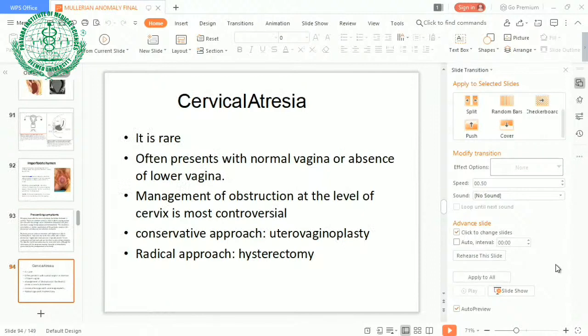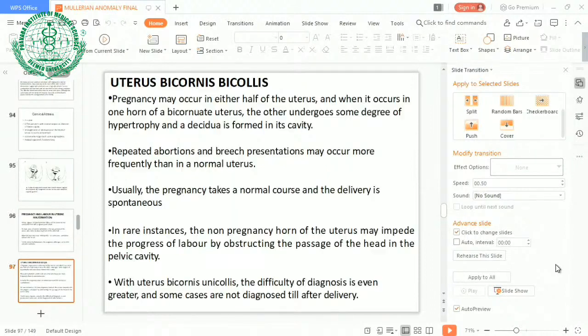Cervical atresia is rare. Often breech presentation may occur more frequently than in a normal uterus. Usually the pregnancy takes a normal course and the delivery is spontaneous. In rare instances, the non-pregnant horn of the uterus may impair the progress of labor by obstructing the passage of the head in the pelvic cavity.